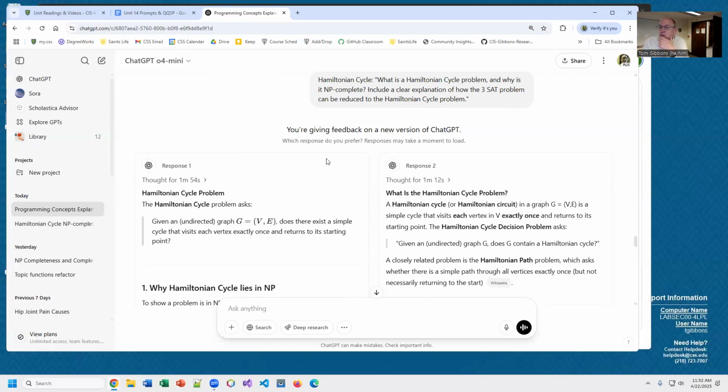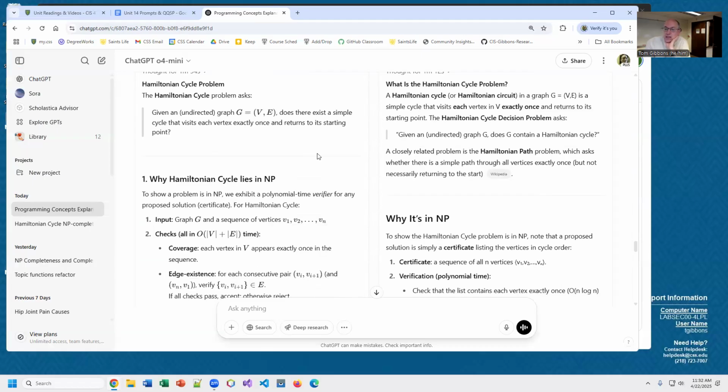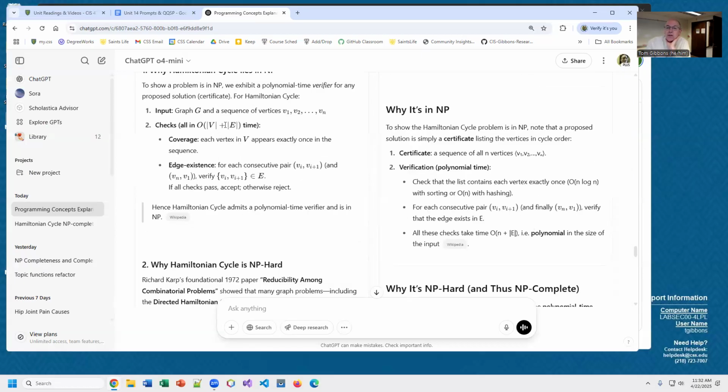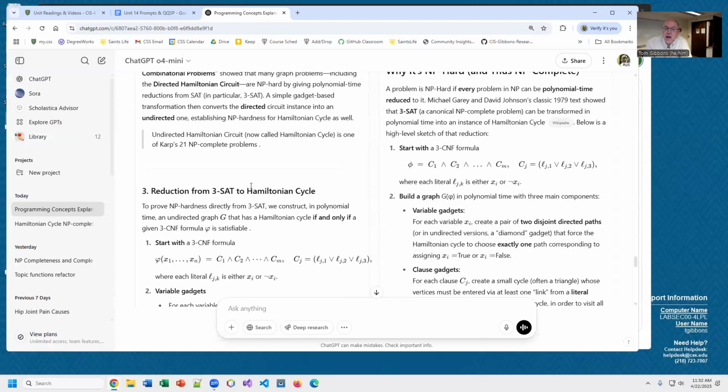One of the reasons I'm doing videos is that sometimes I find the videos a little easier. You have to see what you want here. So here Minnie was giving me 2 different solutions, walking it through. This is a little more mathematical. So our input is a graph, a sequence of vertices. Why is Hamiltonian cycle NP hard? Talking about this problem, and a reduction from 3-SAT to Hamiltonian problem.